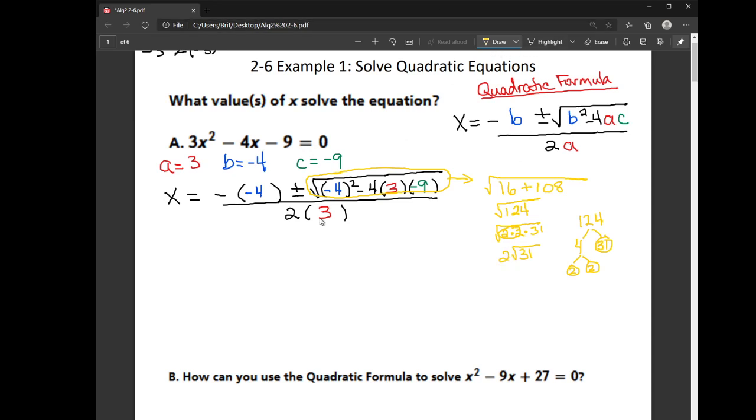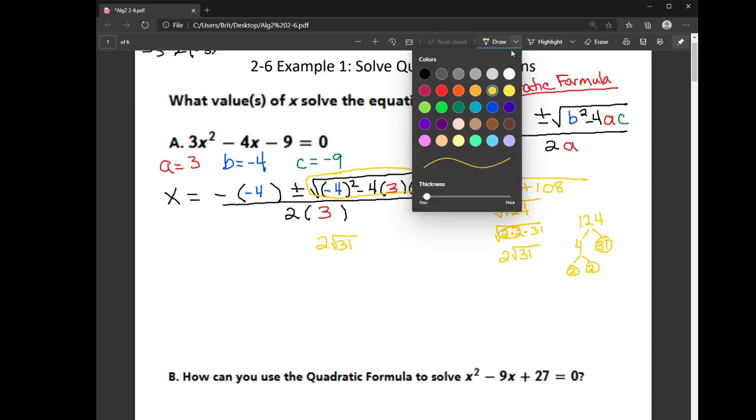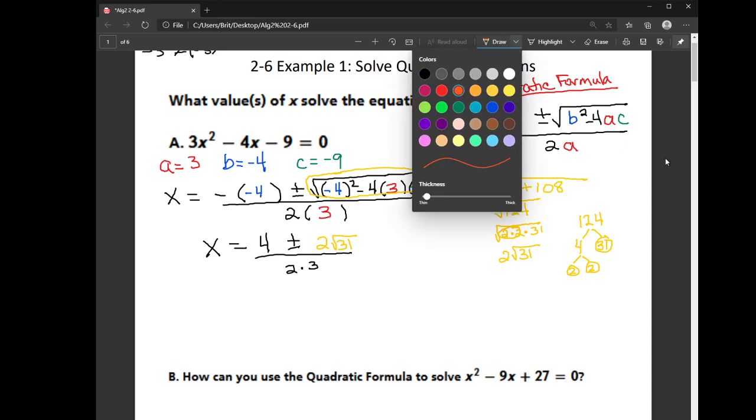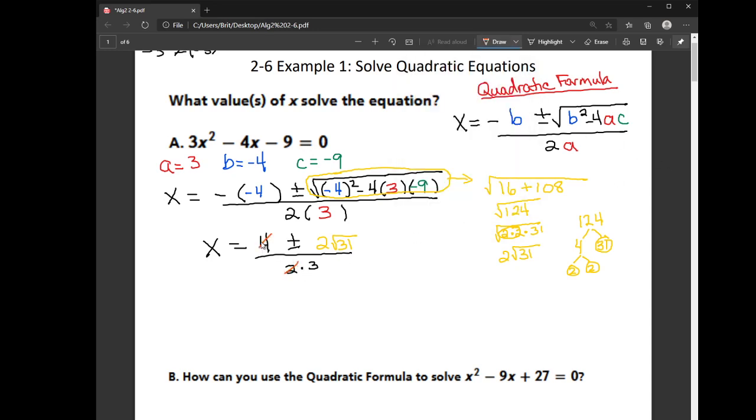I'm just going to write that right here, 2 root 31. So back into my equation, I have x equals negative 4 is going to be a positive 4. And here in the bottom, 2 times 3 is 6. But I see that I have a 4 and I see that I have a 2. So I'm going to leave this separate as 2 times 3 because I'm going to be canceling out the 2 with the 2's up here.